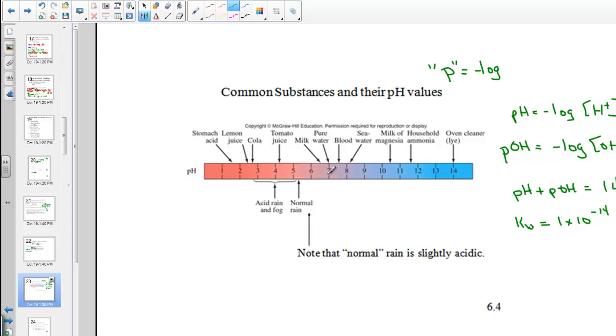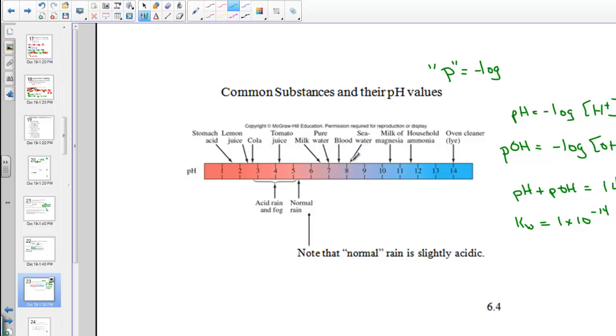Here we have pure water with a pH of 7, 1 times 10 to the negative 7th molar of hydrogen ion. Milk is slightly acidic. Tomato juice, even more acidic. Coca-Cola, lemon juice, and stomach acid are all examples of everyday acidic products. Look at some of the bases.